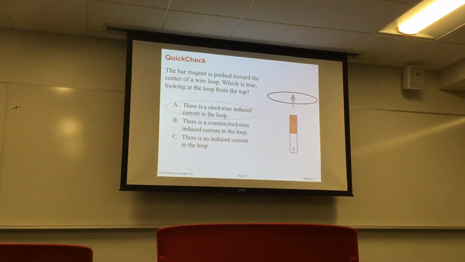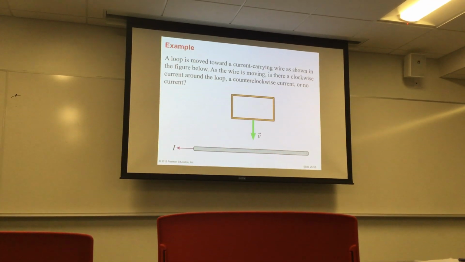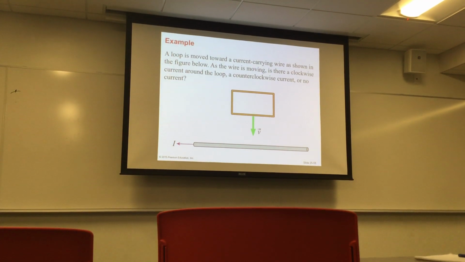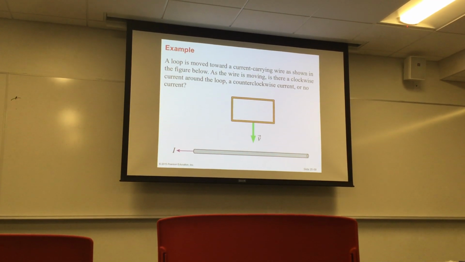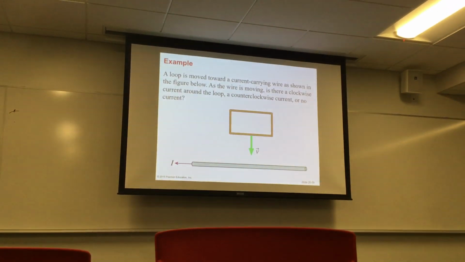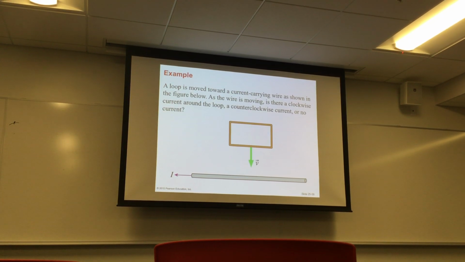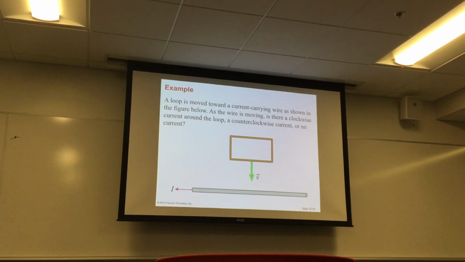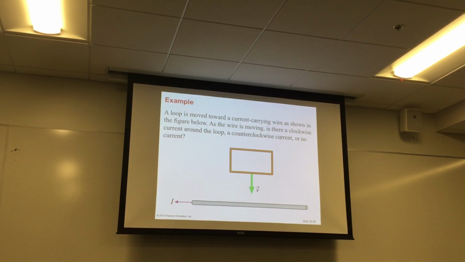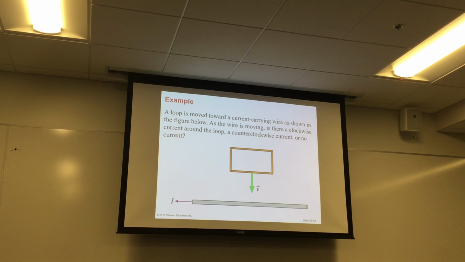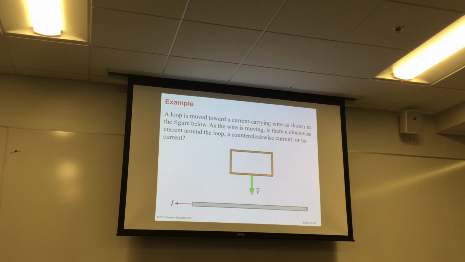All right. Example: a loop is moved towards a current carrying wire as shown in the figure below. As the loop is moving, is there a clockwise current on the loop or a counterclockwise current or no current? Counterclockwise?